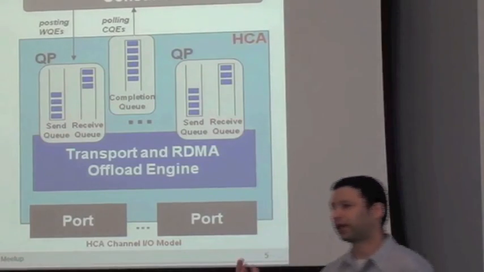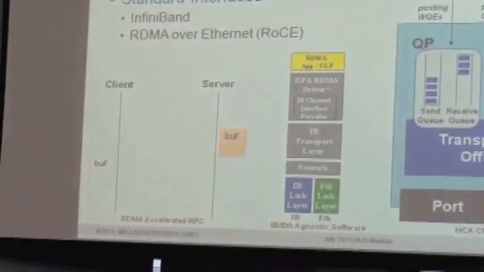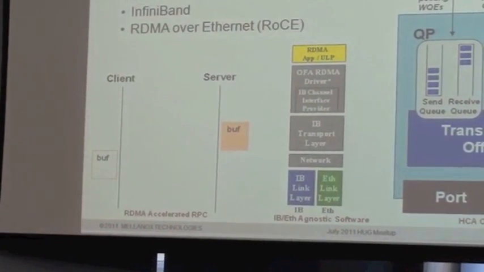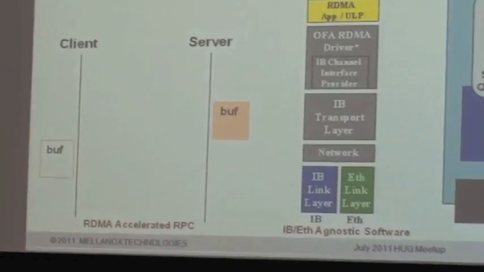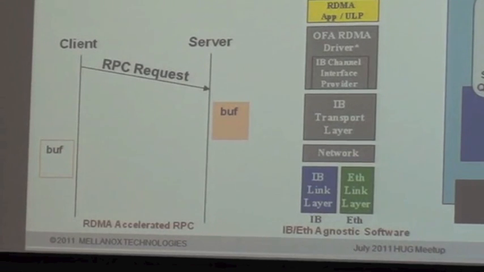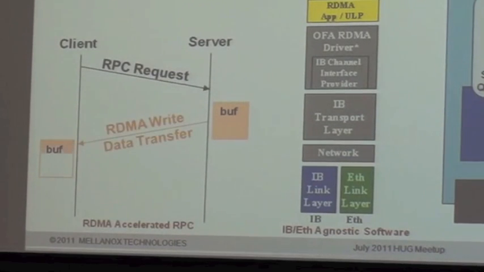And the last thing here is an example of how you can leverage RDMA to implement an RPC. On the left-hand side, you see a client and a server, and let's say that we want to do a simple RPC that will get a buffer from the server. So basically what you do in the software, you trigger a send work request from the client and say, okay, here's the RPC request. And then the server will do an RDMA write. It will DMA the buffer from the server buffer directly to the client buffer.